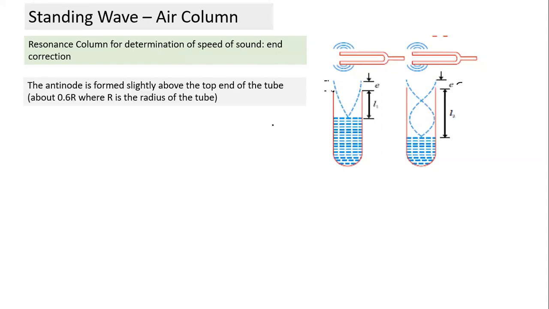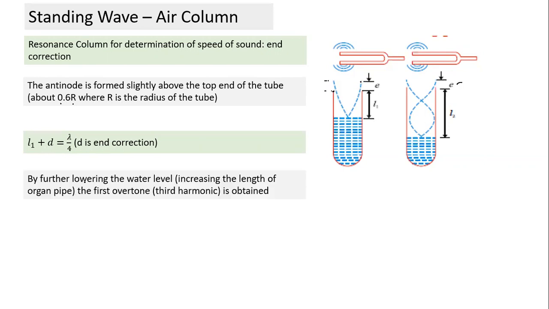Be done with it. The antinode forms slightly above the top end of the tube, and this value is roughly equal to 0.6 r, r being the radius of the tube. This is called end correction. End correction is equal to 0.6 r. So the narrower the tube is, the smaller the end correction. So whenever we measure, lambda by 4 is not L1. Lambda by 4 is from this point to this point. So lambda by 4 is L1 plus D, D being the end correction. Similarly, for the second reading, 3 lambda by 4 is L2 plus D.